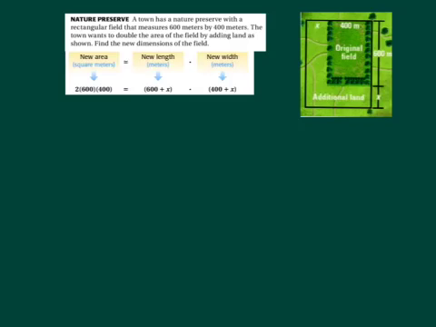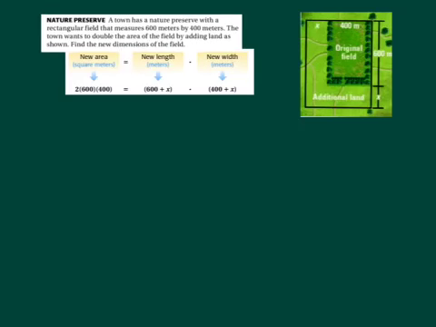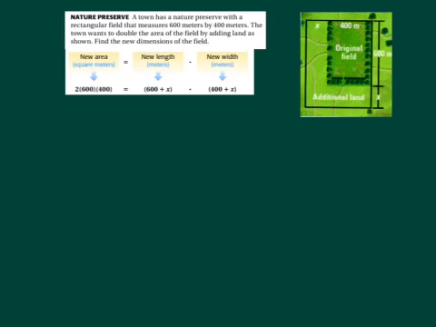Okay, so now we've reached the goal, the application of our quadratic skills. A town has a nature preserve with a rectangular field. Okay, so this thing is rectangular. It measures 600 by 400 meters, and the town wants to double that area. All right, so when we take a look over here, here's our original rectangle. So the area currently is 400 by 600. That's equal to 240,000 square meters. They want to double that.